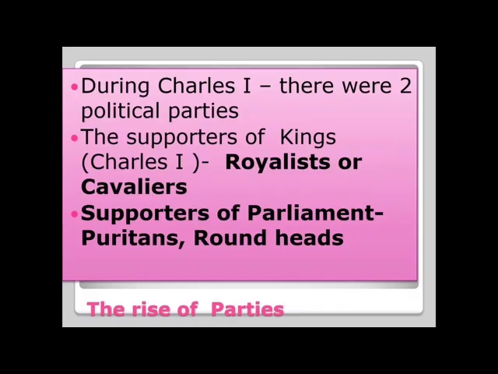During the Restoration period, there were two important political parties. During Charles I, there were two political parties. The parties are Royalists and Roundheads. The supporters of the king are known as Royalists or Cavaliers. The supporters of Parliament are known as Roundheads. They belonged to the Puritans.